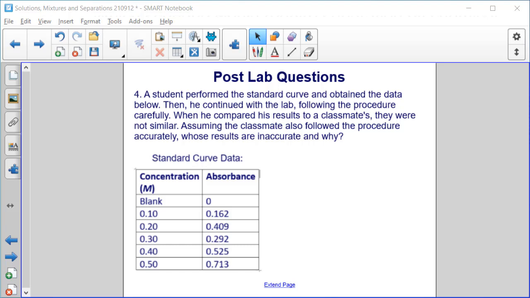Post-lab question 4. A student performed the standard curve and obtained the data below. Then he continued with the lab following the procedure carefully. When he compared his results to a classmate's, they were not similar. Assuming the classmate also followed the procedure accurately, whose results are inaccurate and why? Shown is data for the standard curve, concentration, and absorbance. Try to think through this on your own first, and then we'll go to the next slide and discuss.